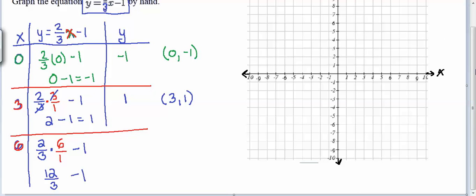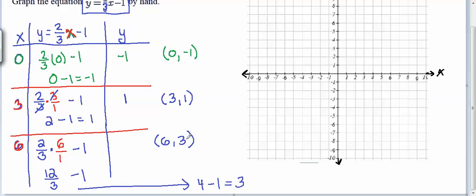And now to finish up with that fraction, I want to think about 12 divided by 3. I'm sorry, I'm running out of room. I can't go down the page anymore, so let me just continue it over here. 12 divided by 3 is 4 minus 1, which gives me 3. So there's my final ordered pair there, would be 6, comma 3. All right, so I've got my 3 ordered pairs.